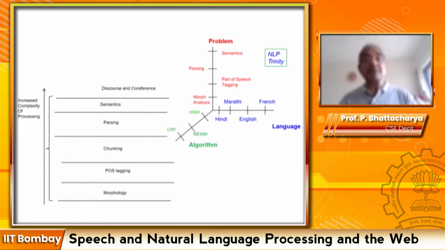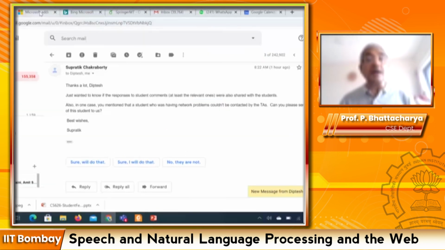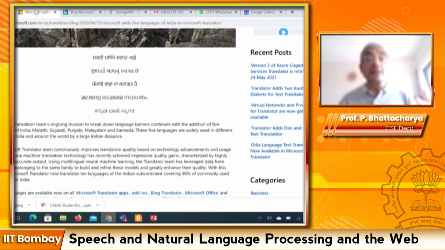Now, when I'm mentioning machine translation, I'm tempted to show you one thing. Is my screen still visible? Yes, sir. Can you see this Microsoft Translation Teams ongoing mission? Do you see this here on the screen?